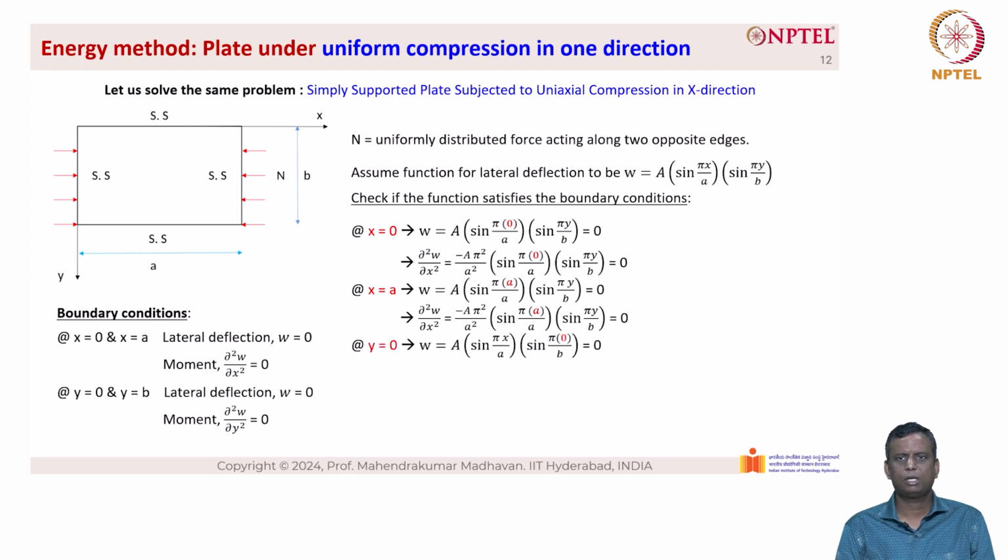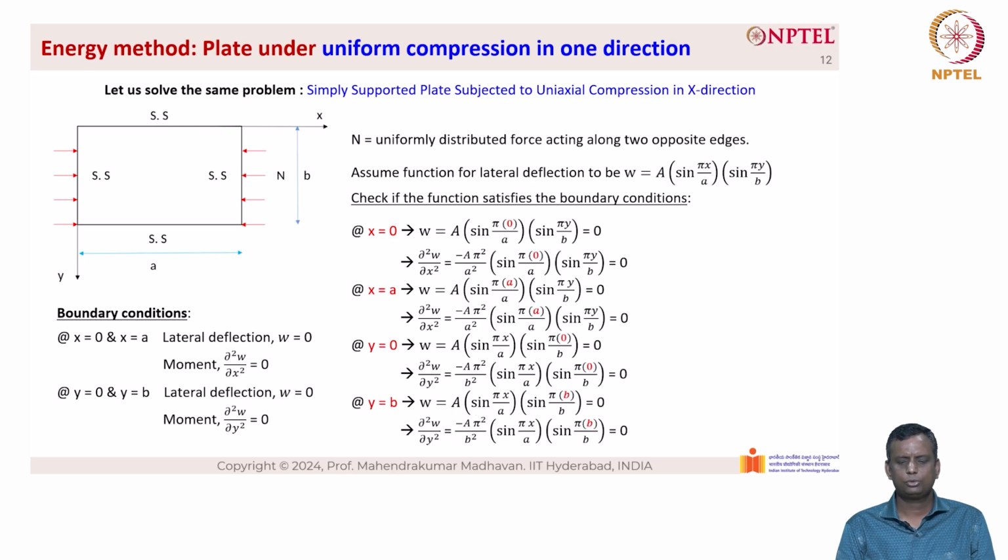Now, at y equal to 0, w equal to 0 because sin 0 is 0 and similarly ∂²w/∂y² contains the term sin(πy/b), and at y equal to 0, sin 0 becomes 0. So, ∂²w/∂y² is also 0. Now, at y equal to b, w equal to A sin(πx/a) into sin(πb/b), which becomes sin π, again it is 0. And ∂²w/∂y² is given as minus A into π²/b² into sin(πx/a) into sin(πb/b), which is also equal to 0. Now, this function satisfies all the boundary conditions. We can proceed to calculate the critical load.